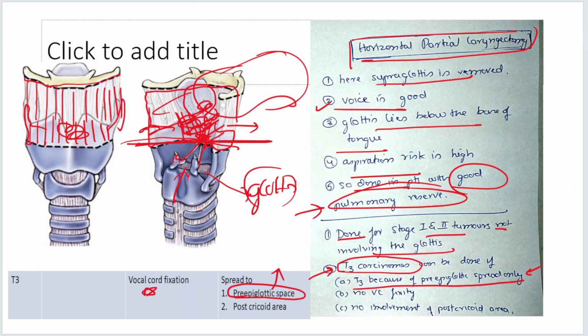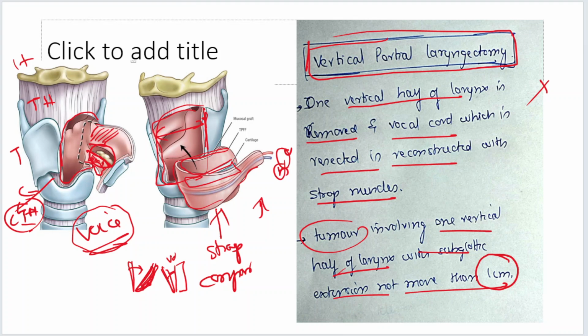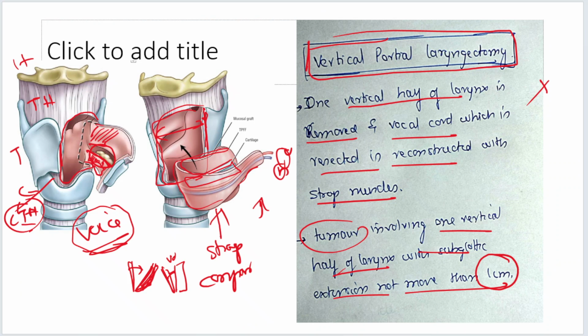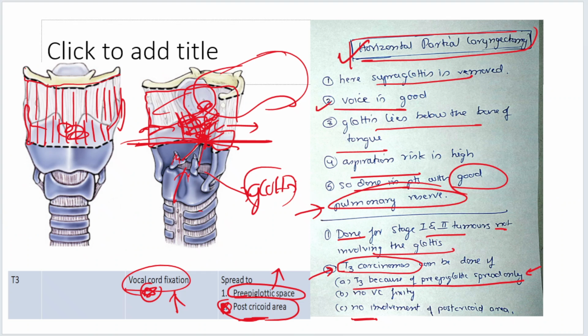T3 is also vocal cord fixation. T3 is also post-cricoid area. But if it is T3, if it is causing vocal cord fixation, if it is causing post-cricoid area involvement, you cannot take up this patient for horizontal partial laryngectomy. I hope now you have got some idea about the supraglottic laryngectomy, vertical partial laryngectomy and horizontal partial laryngectomy. What do you remove in vertical partial laryngectomy? What are the cases that you can take up for vertical partial laryngectomy? What are the cases you take up for horizontal partial laryngectomy?